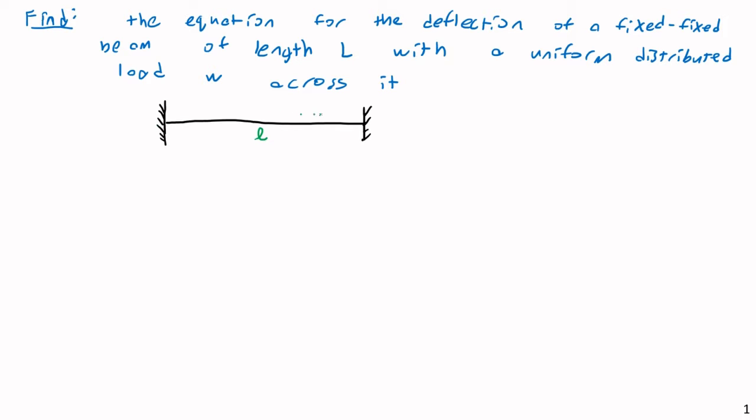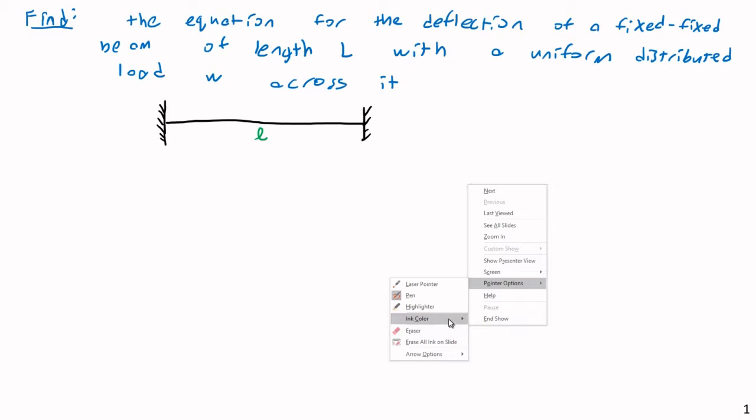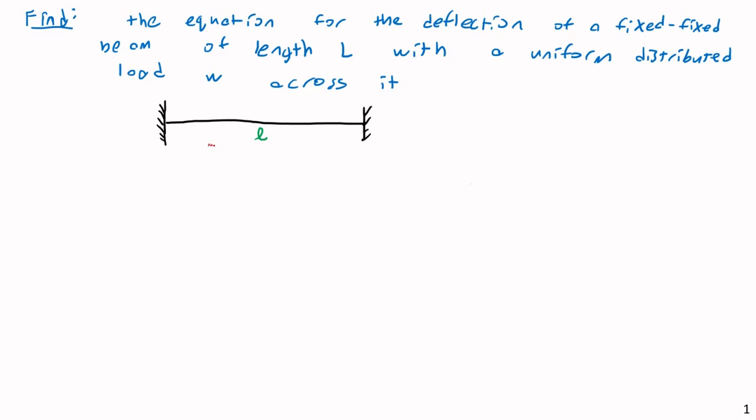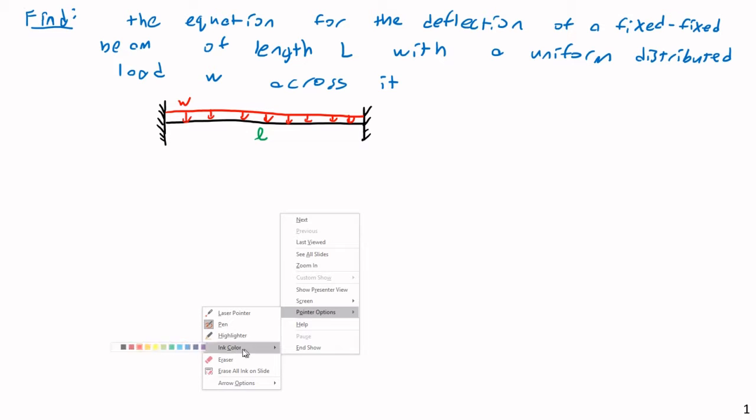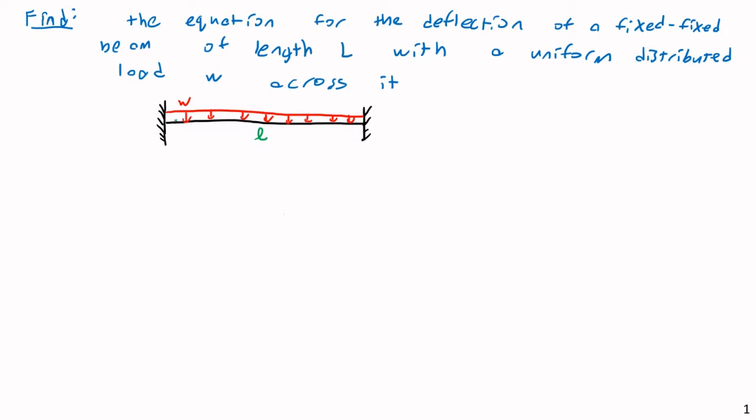And so we have a simple beam, not a simply supported beam, but a fixed beam, a fixed support on the left-hand side and a fixed support on the right-hand side, and a uniform distributed load W across the top of the beam. W here. Then I'm going to call these ends A and B. So nothing too earth-shattering here.